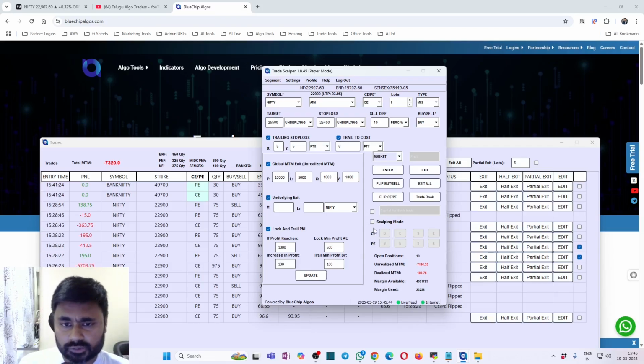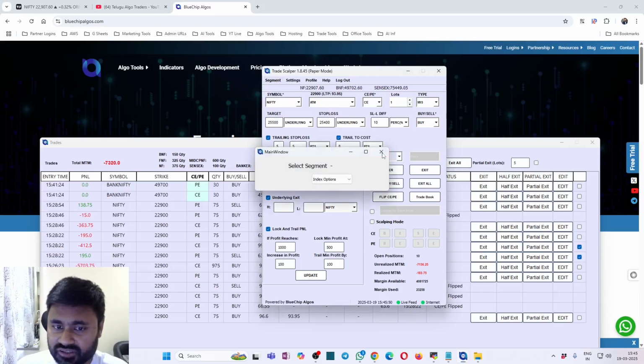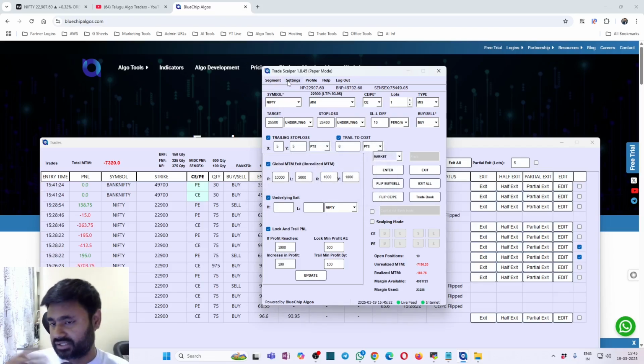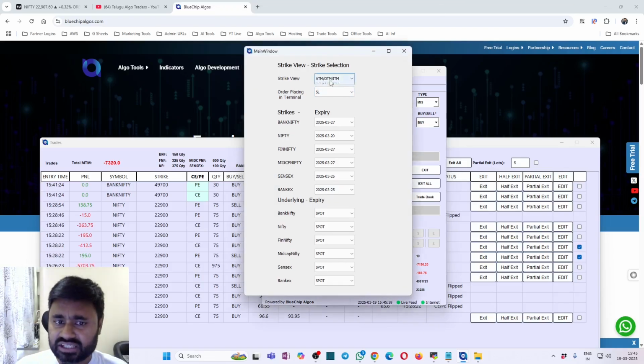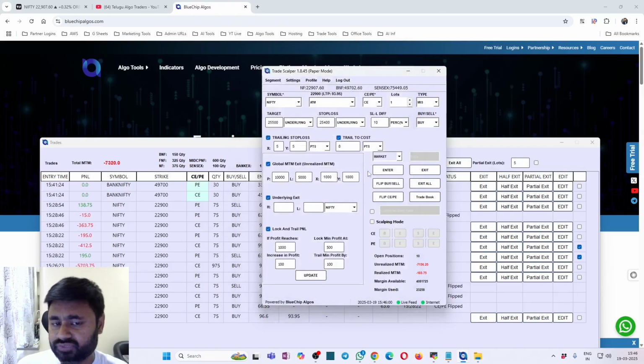Okay, so I have explained 3 features. One is the segment, where we introduced other categories like commodities. The second is the strike view. You can now change whether you want to see the absolute strikes or the distance from ATM. And then the third one is CEPE.